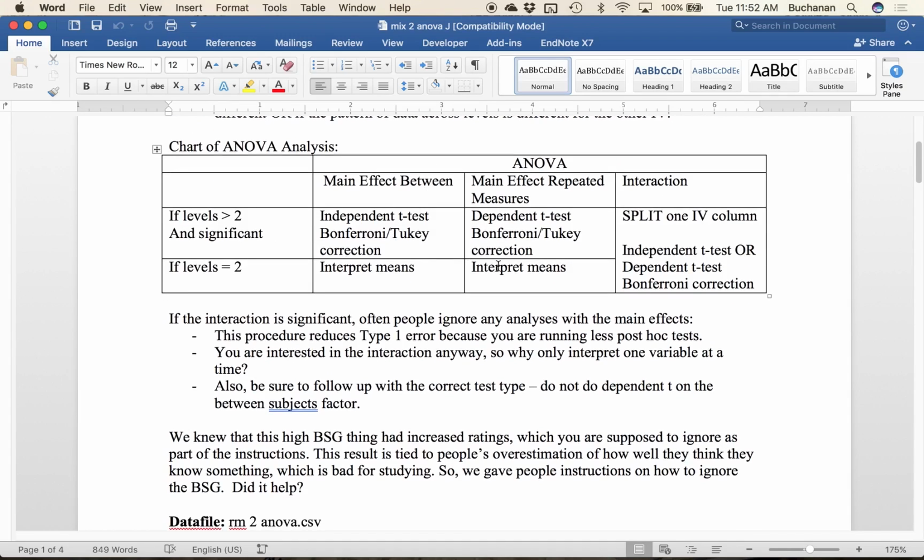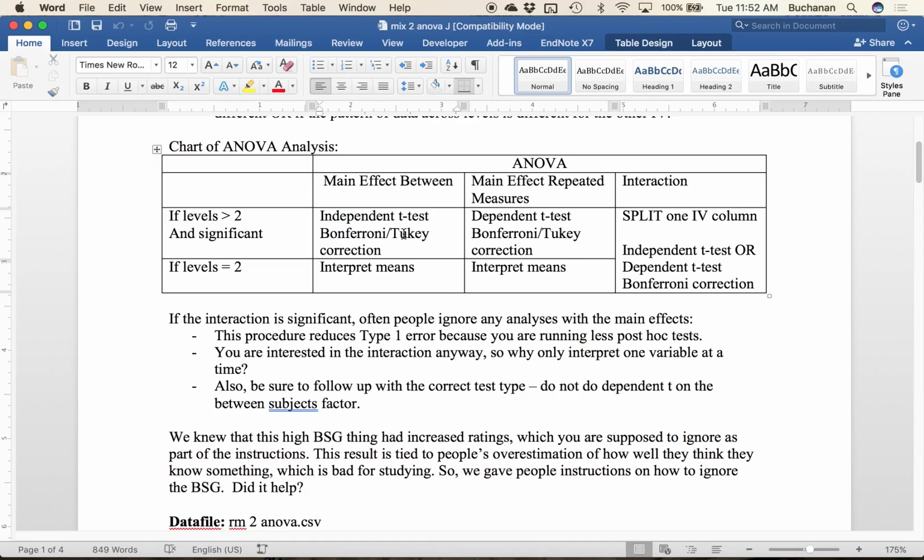So if I want to follow up my test here, so let's say I have a main effect of my between subjects variable, and the levels are more than 2. So remember, if there are 2 levels, we only interpret the means. We don't really do anything else, because then that would be running a test twice. So ANOVA and T-test are the same thing if you have 2 levels, and so we don't want to run a follow-up test on something that's not necessary.